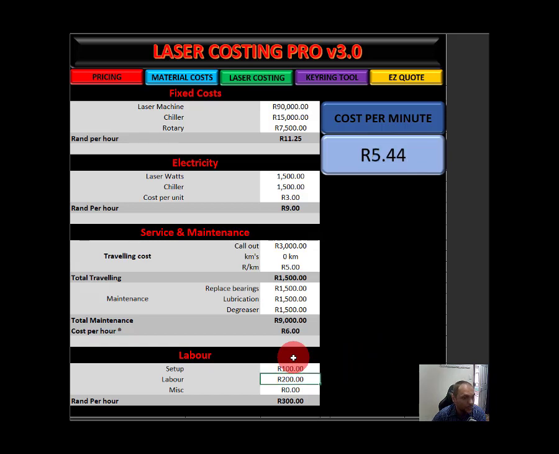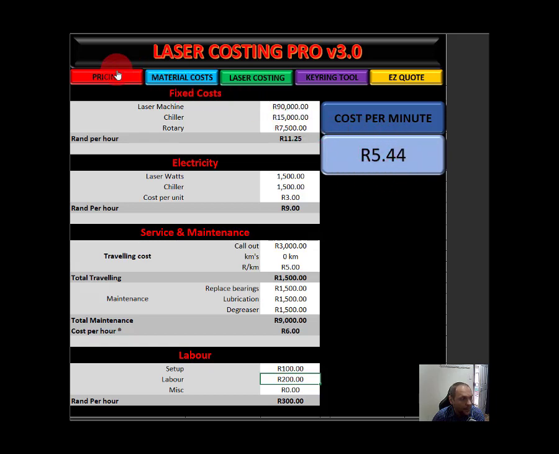Most people are charging between 100 and 150 Rand a minute. I'm going to work on paying my laser technician or my graphics designer 200 Rand an hour, which puts my total labor costs, setup and labor, at 300 Rand an hour. It gives me 5 Rand 44 a minute. So that gives you a good ballpark of where you should be pricing yourself.